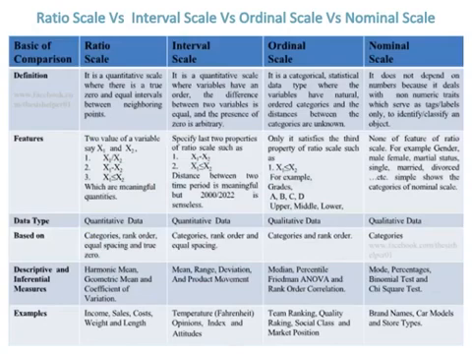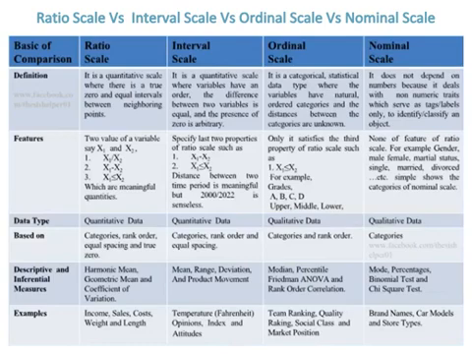The definition of ratio scale is that it is a quantitative scale where there is a true zero and equal intervals between neighboring points, while the definition of interval scale is that it is a quantitative scale where variables have an order, the differences between two variables are equal, and the presence of zero is arbitrary.